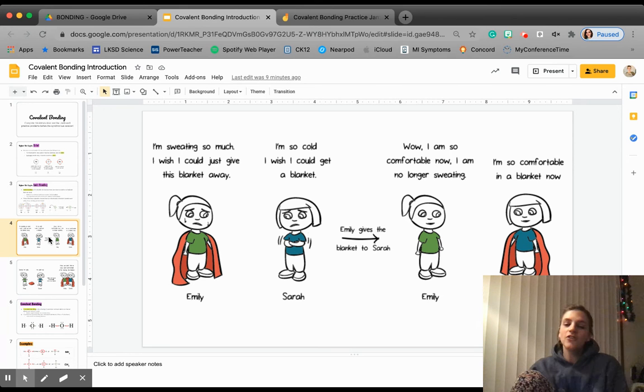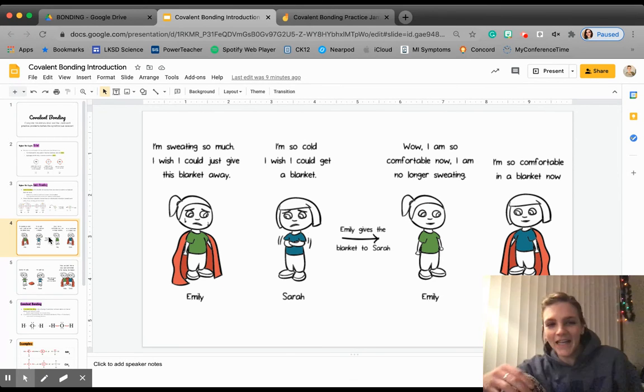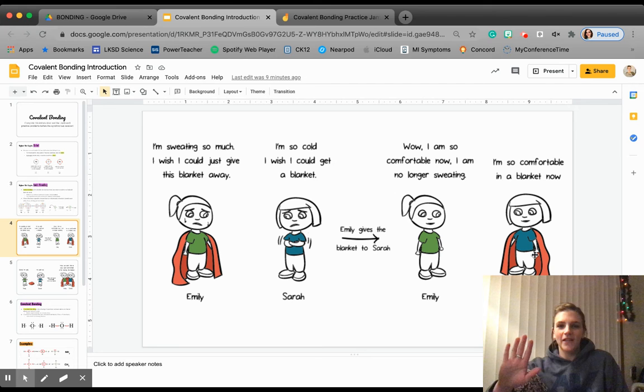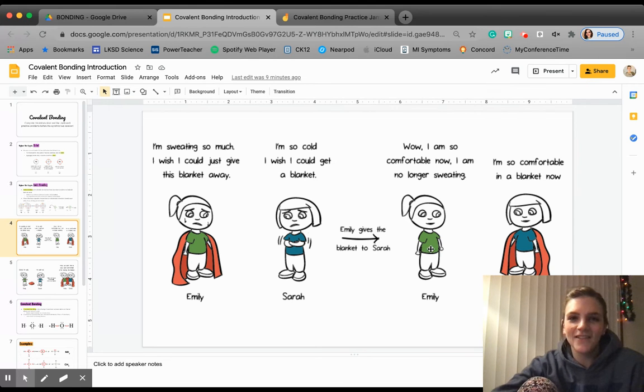So here we've got 2 girls. One of them is, for some reason, wearing a blanket, but she's like, I'm sweating so much. I wish I could just give this blanket away. And then the other girl is like, I am so cold. I wish I could have a blanket. And so the first girl is like, well, then here, take the blanket. And then they're both happy, right? The girl who was once hot is no longer hot, and the other girl who was cold is now warm, right? So this is an example of what ionic bonding is.